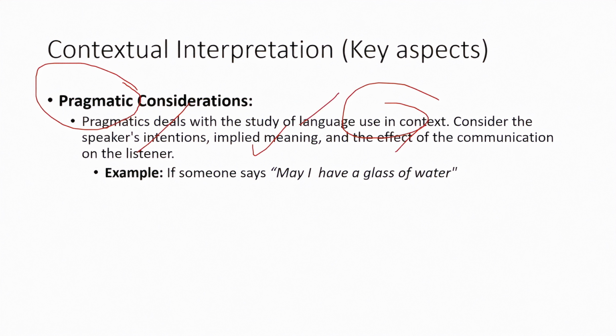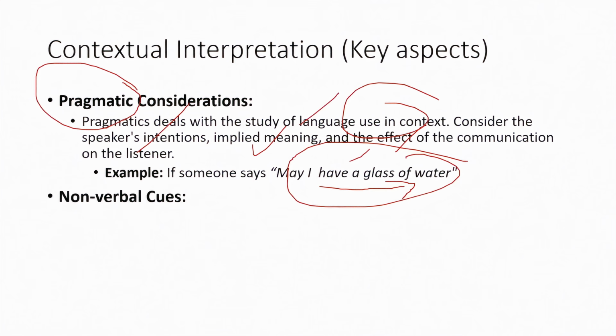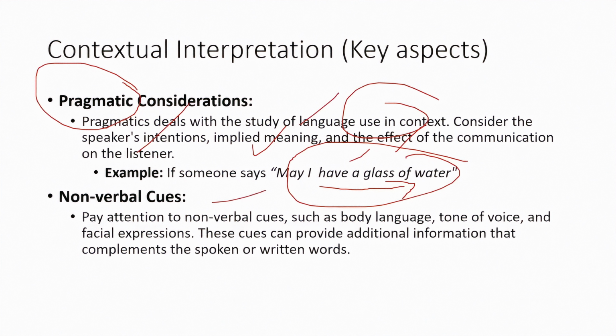So you have to take context pragmatically, not as a textual meaning. For example, if someone says, may I have a glass of water? Or may I know your name? Or a student says, may I come in, sir? The answer is yes or no. But here is a question. No, it's a request, a polite request. The person wants water. So this is the pragmatical use of text. Pay attention to non-verbal cues such as body language, tone of voice, or facial expressions. These cues can provide additional context that complements the spoken or written words. For example, I'm fine.